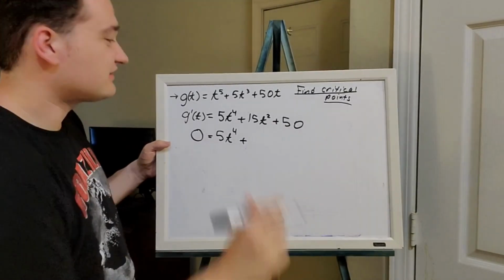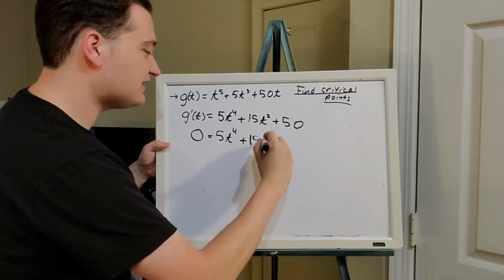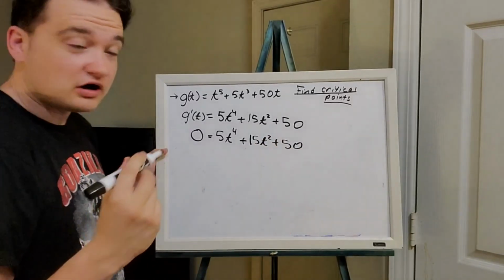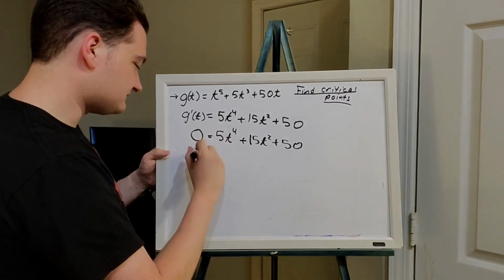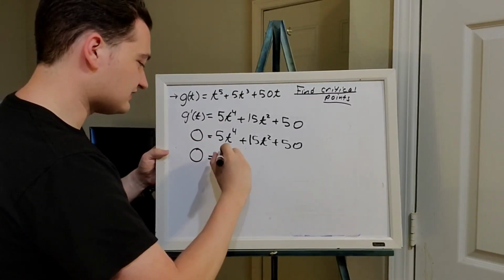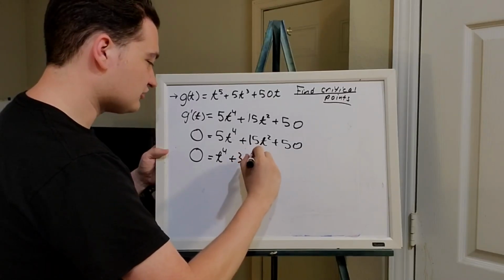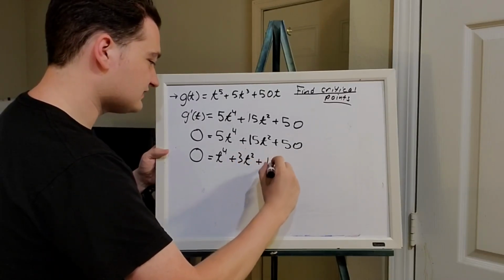Apologies. We're going to set the thing equal to 0. 15t squared plus 50. Something we're going to want to do, we're going to divide by 5 on both sides. So we get t to the 4th plus 3t squared plus 10.